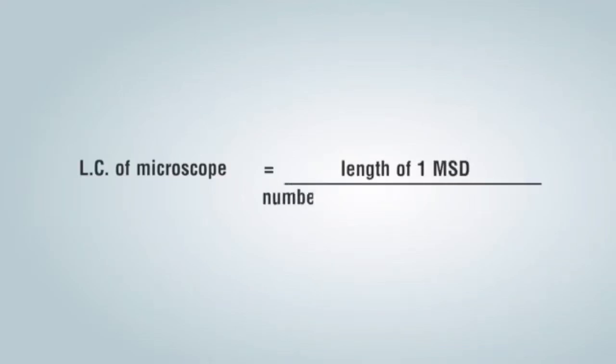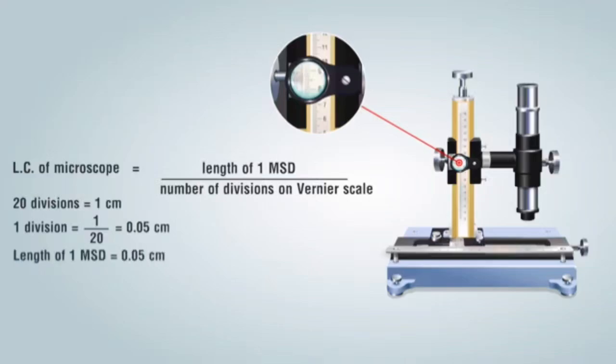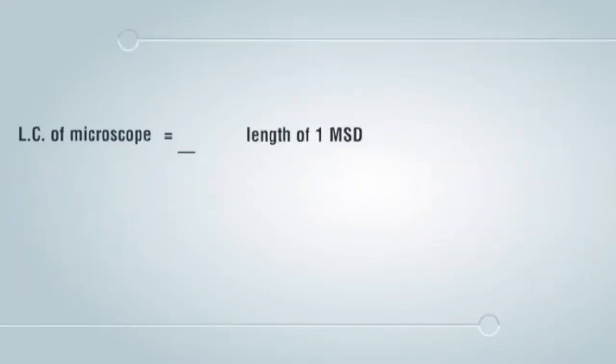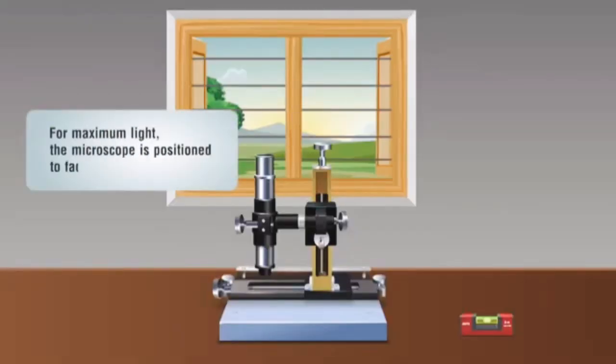Procedure: the least count of the microscope is the ratio of the length of one main scale division to the number of divisions on the vernier scale. There are 20 divisions between 0 and 1 on the main scale. Hence, the length of one main scale division is 1 by 20, which is equal to 0.05 centimeter. The number of divisions on the vernier scale is equal to 50. Hence, the least count of the microscope is equal to 0.001 centimeter. Place the traveling microscope on the table.